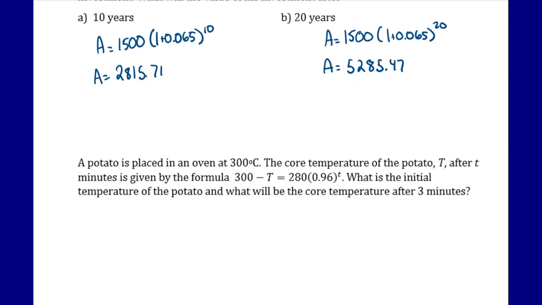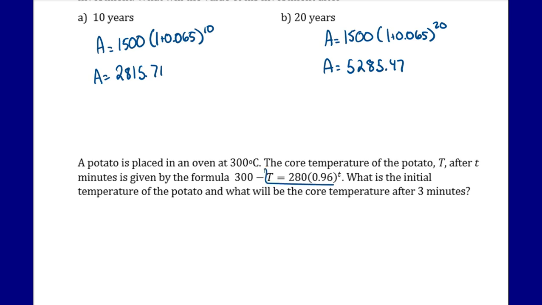A potato is placed in the oven at 300 degrees Celsius. The core temperature of the potato T after t minutes is given by the formula 300 minus T equals 280 times 0.96^t. What is the initial temperature of the potato, and what will be the core temperature after 3 minutes? So looking at this equation, it is kind of like an exponential function in what we've learned, right?